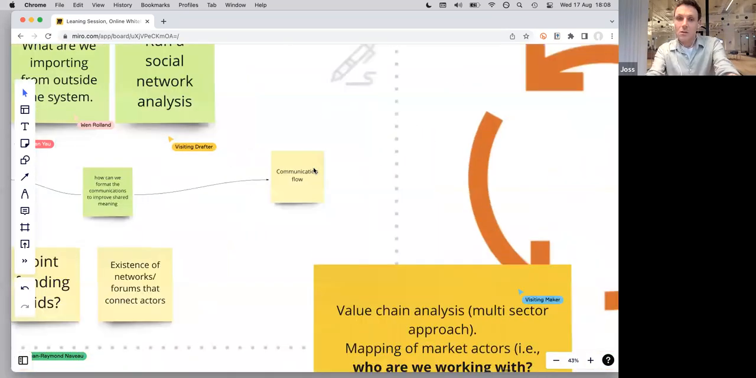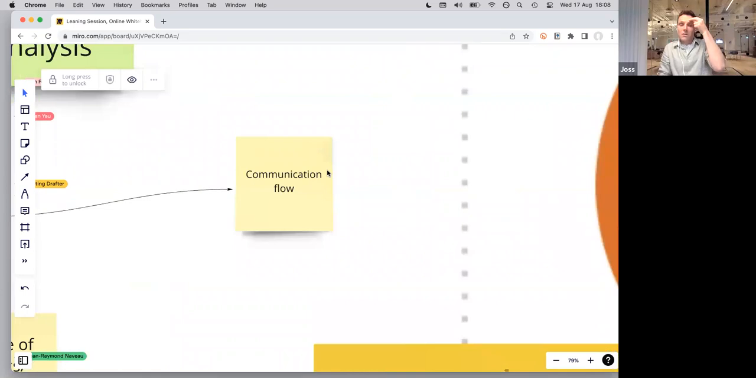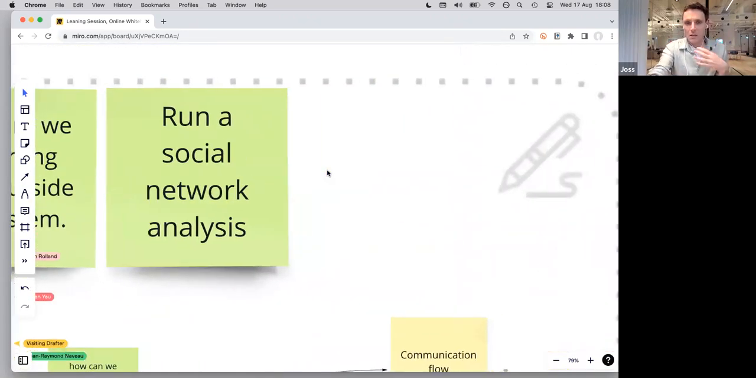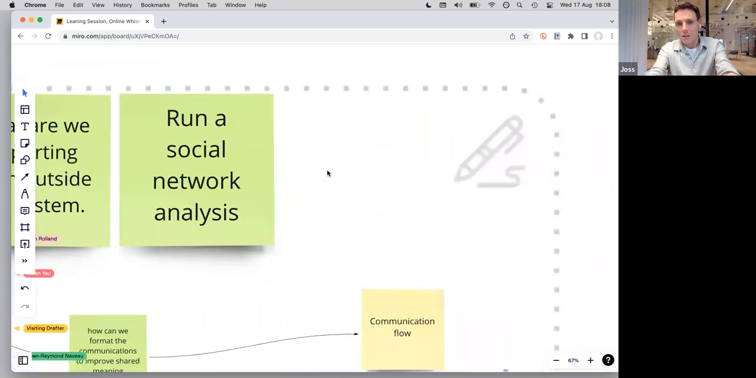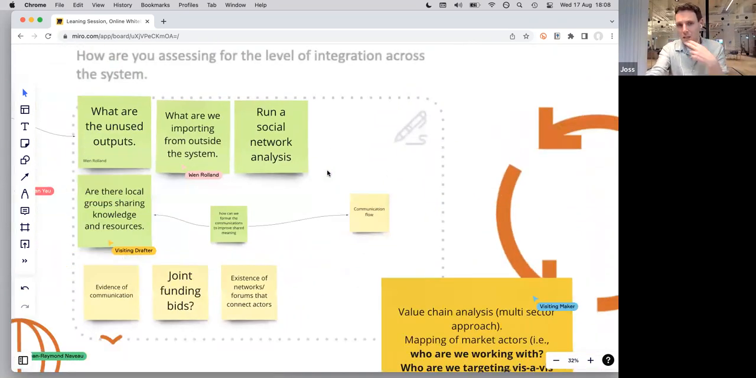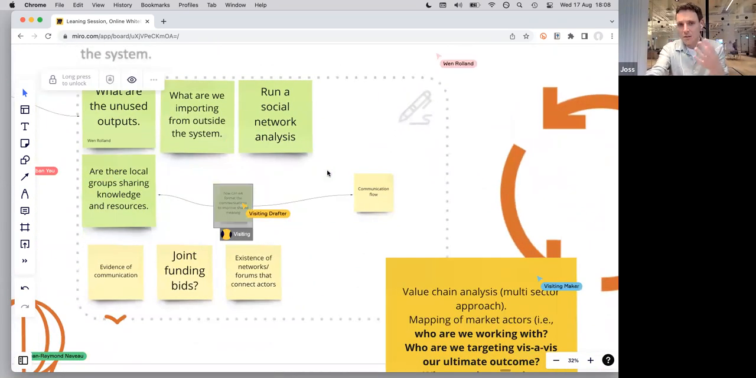Okay, communications flows. Yes, communications is clearly key. We'll be creating some kind of new organization here, and communications is really central to that. So we could assess that. What are the channels of communications? Are there social networks here? Or maybe that's something we need to be creating. Are there forums where these people can get together and network and discuss this stuff?